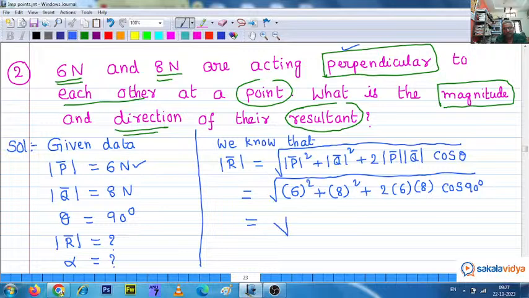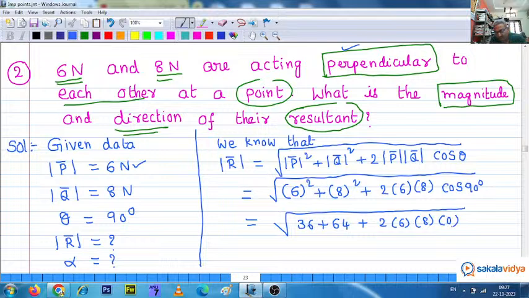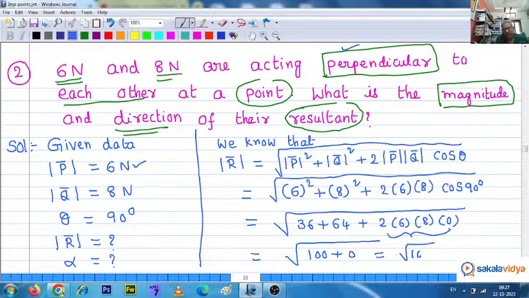So this is equal to the square root of 6 square, 36, plus 8 square, 64, plus 2 times 6 times 8 times cos 90, which is 0. If one of the values is 0, the product of the numbers will obviously be 0. So this becomes 0. So you will be getting the square root of 36 plus 64 is 100 plus 0, that is root over 100. Square root of 100 is equal to 10. So 10 newtons is the resultant. So this is the answer.